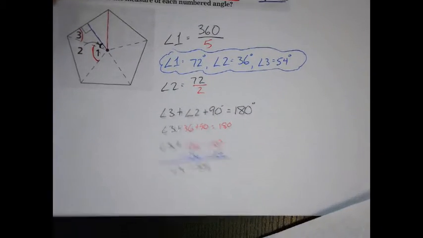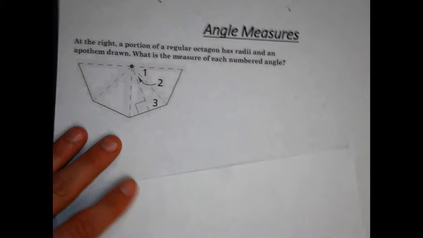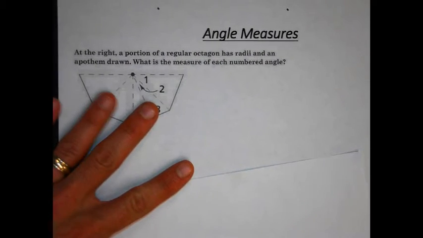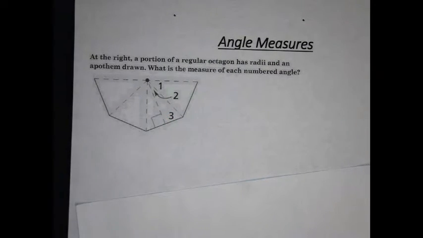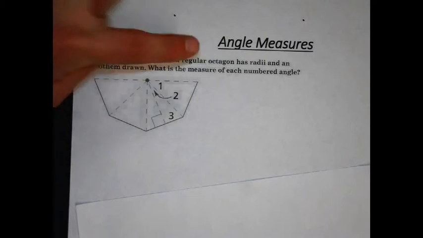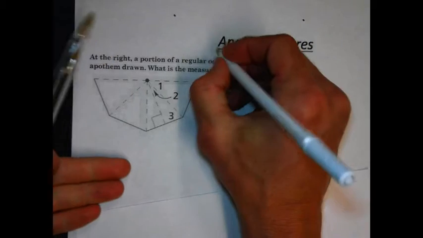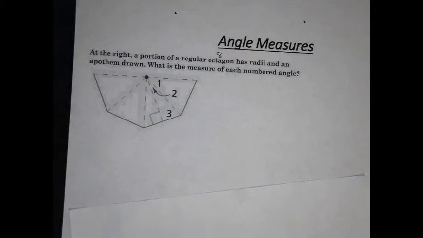And just to make sure that we're good with vocab, let's do one more question, and then we'll call it a day for the video. All right. So we're still doing angle measures. We've got to get our vocab right. Here we have a portion of a regular octagon. Remember what octagon means? 8 sides. And it has radii and an apothem drawn.